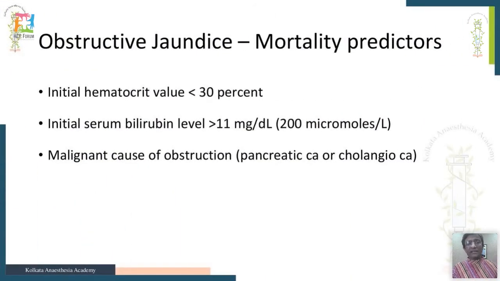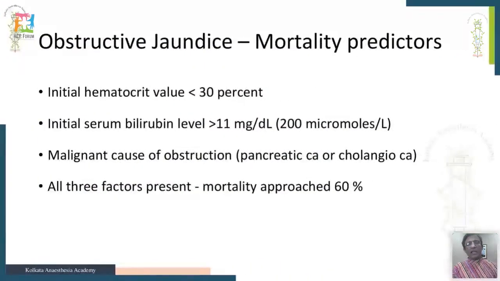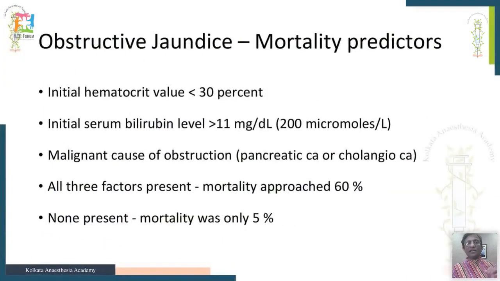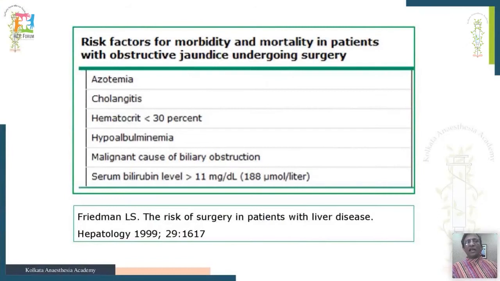The mortality predictors could be an initial hematocrit of less than 30%, a serum bilirubin which is above 11, and if the cause of obstruction is a malignant cause. If all three factors are present, the mortality approaches around 60%. And if none of them are present, hematocrit more than 30, bilirubin less than 11, non-malignant cause, mortality is much lower, 5%. And this is the take-home message, again, slide from obstructive jaundice.